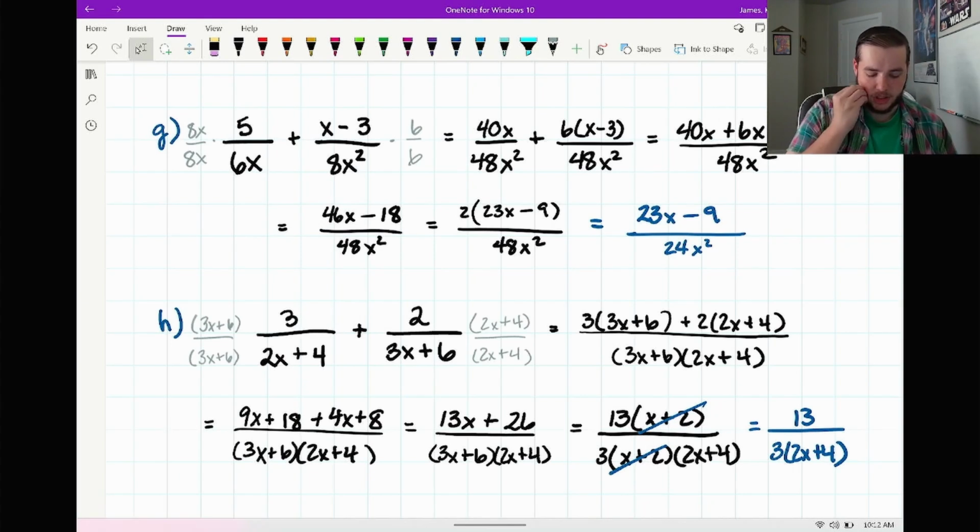In part H, I've got even more work to do because now I've got some polynomials in the denominator and I have to multiply them top and bottom on the opposite side so that I get a common denominator of 3x plus 6 times 2x plus 4. After quite a bit of simplification, I'm left over with 13 over 3 times 2x plus 4. That's the final answer.